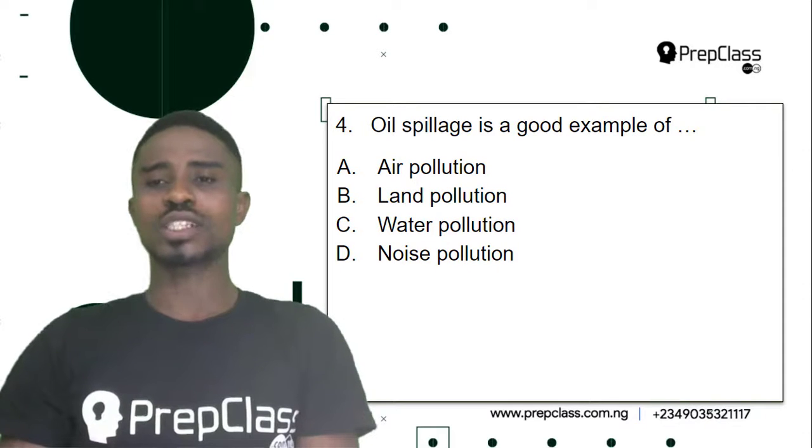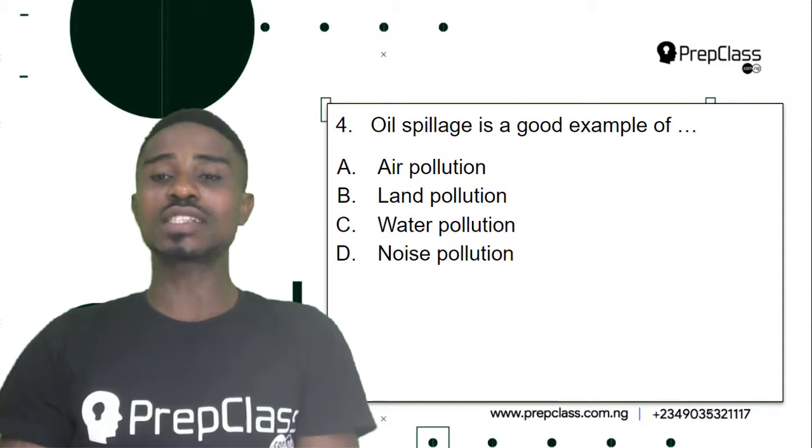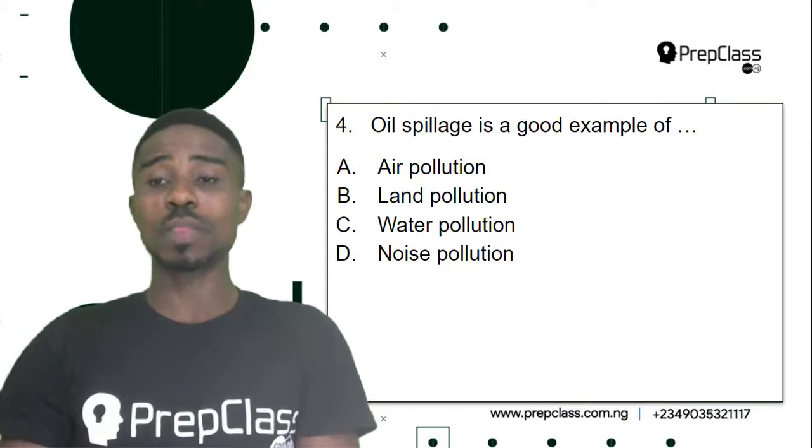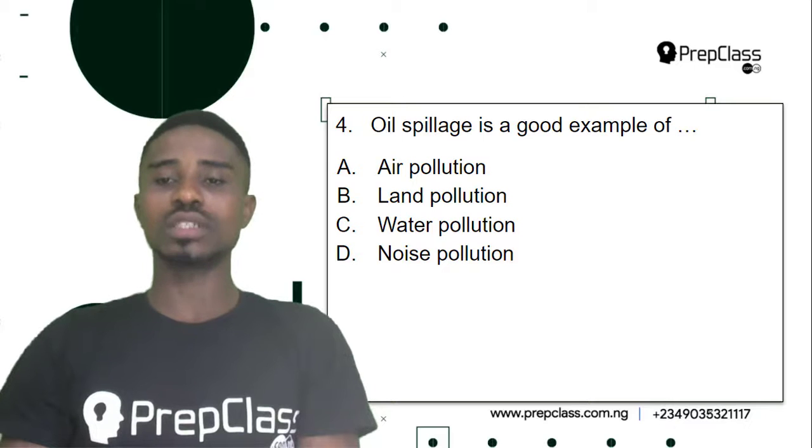So what is oil spillage? Oil spillage is the release, or the careless release, of oil, in this sense petroleum, into the environment, especially into the water body. So what then will be our correct answer?